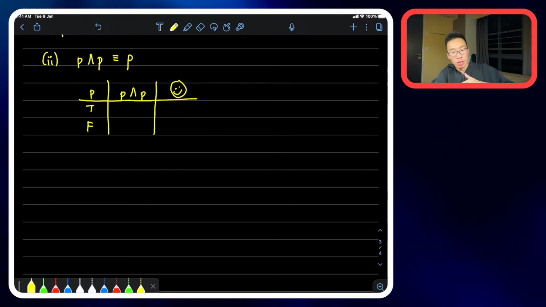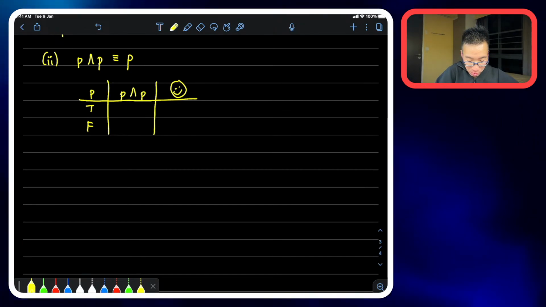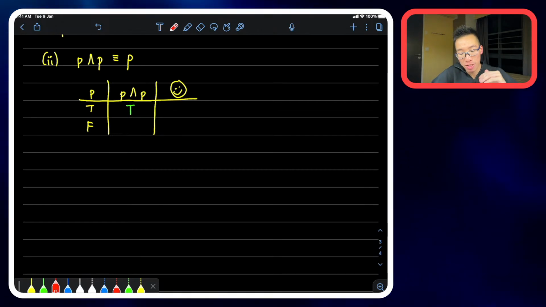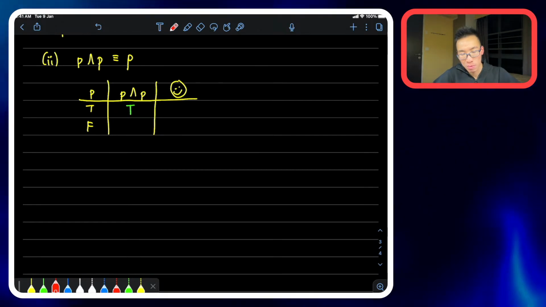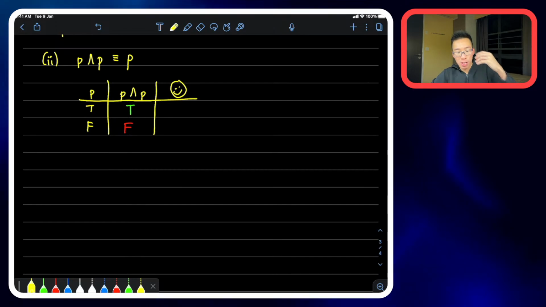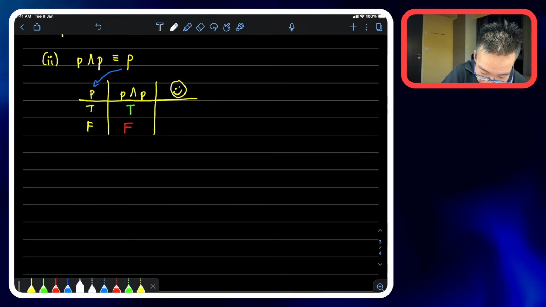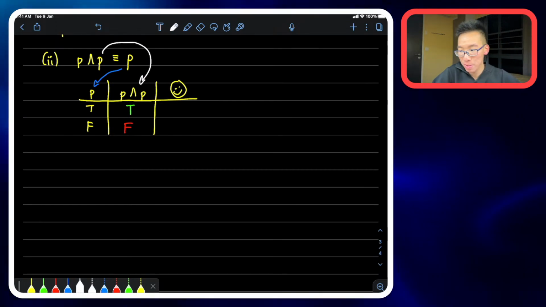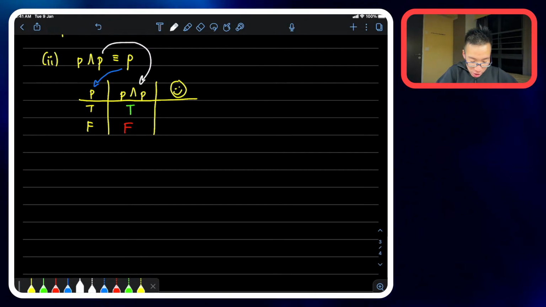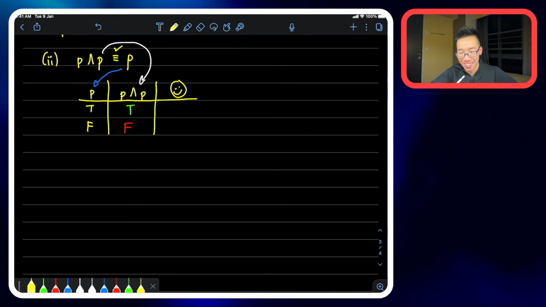And if P is true, then P conjunction with P will be true conjunction with true. That gives us true. And if P is false, then false conjunction with false will give us false. That gives us false. And we get that the truth values in both columns, this column corresponds to this guy, and this column corresponds to this guy, are both true and false, which means we're good to go. This actually works. They are logically equivalent. It's great.